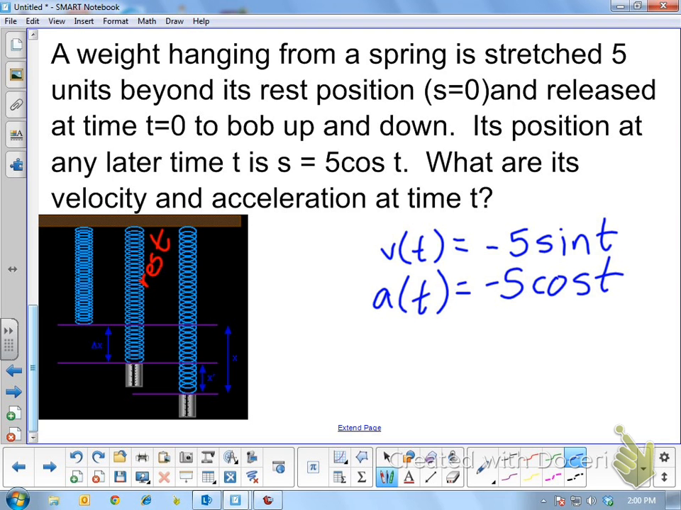So we just have one more example. I'll show you the kind of nifty way to remember the derivatives of secant, tangent, cosecant, cotangent. And then I'll give you the assignment.